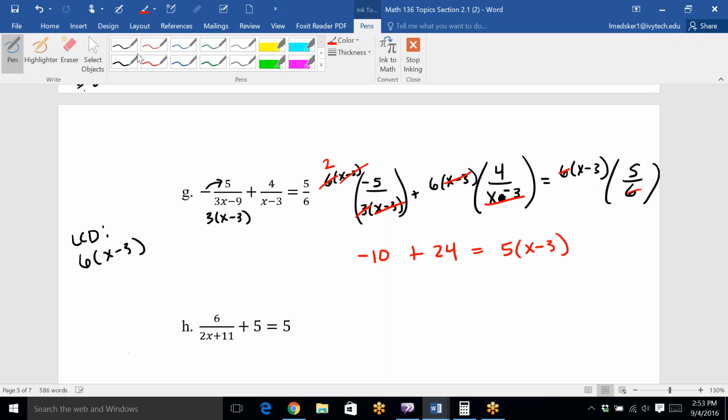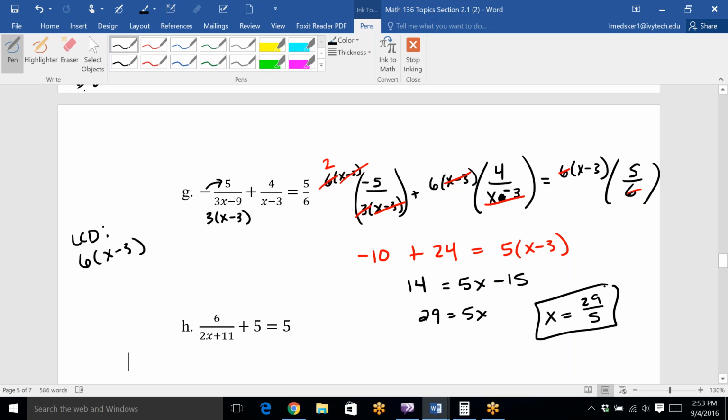To go ahead and finish and solve this, add your like terms on the left side, distribute on the right side, add the 15 over, and x equals 29 divided by 5. Now double check your LCD. The only thing that x could not be would be 3, because that would make that denominator there 0.